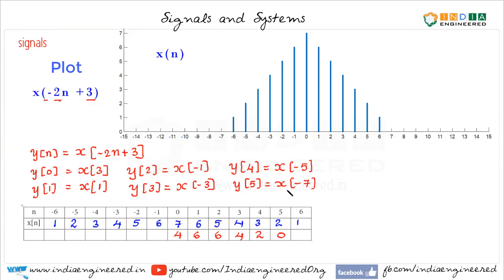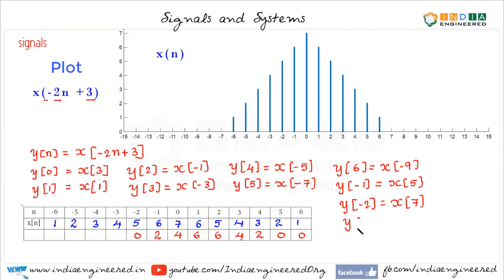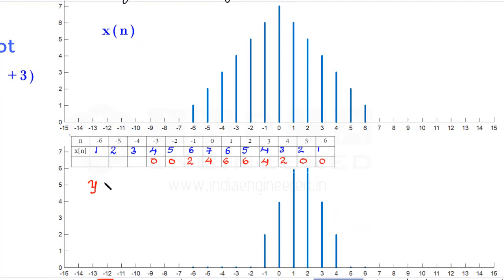So here we have y of 5, which is x of minus 7. So x of minus 7, we do not have it. Its value is 0. So we can put a 0 here. So for safety, let's go ahead and calculate y of 6. That will be x of minus 9. Now let's calculate the value of y of minus 1. That will be x of 5. Now let's plot this and see. So here we have the plot of y of n. That is x of minus 2n plus 3.